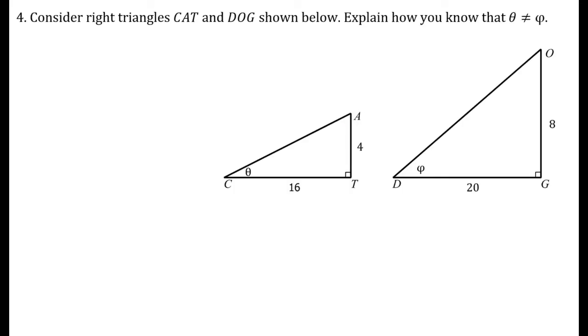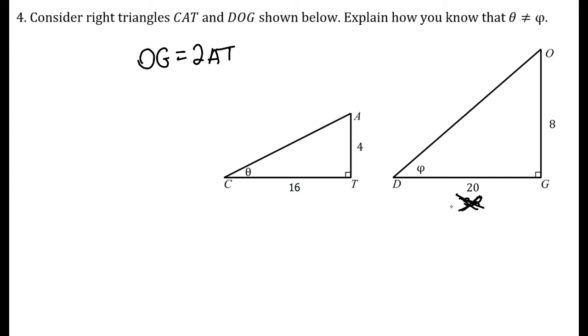Consider right triangles cat and dog shown below. Explain how you know that theta does not equal phi. This is the Greek letter phi, and it is also used to represent angles, just as theta is. So how do I know that theta and phi are not equal? Well, if I look at these two triangles, I know that side OG is twice the length of side AT. Those are in a 1:2 ratio. If this side's 16, then this side would have to be 32.